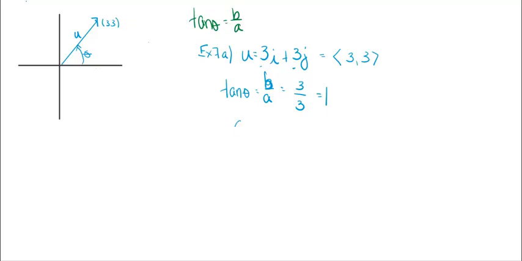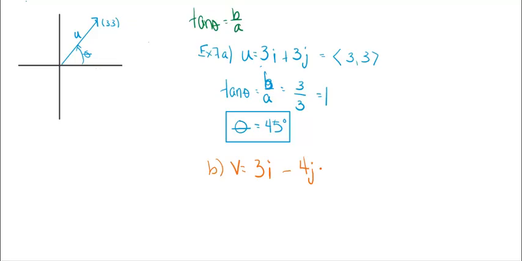Or if you use your unit circle, and you should already have it memorized, the tangent of 45 degrees is 1. So the arctan of 1 would be 45 degrees. And that's as far as you need to go on example A. There's nothing else to do because it's already in quadrant 1.